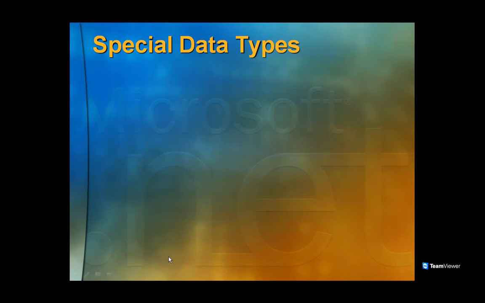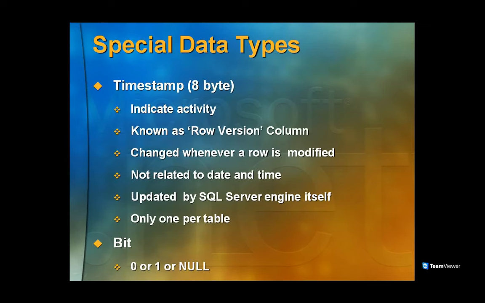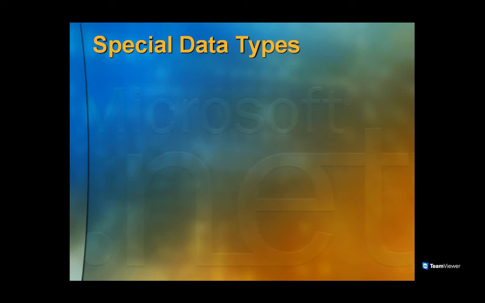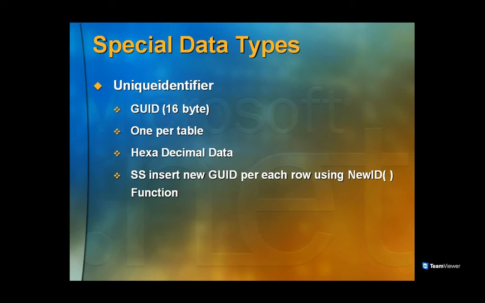Then we have bit. Bit is to store true or false. Are you a smoker? Are you a graduate? Yes or no? Postgraduate? Yes or no? Like that, and null also you can store. Next we have unique identifier. What do you mean by unique identifier? I would like to create a unique number across the globe, so that number should not be there anywhere in this world. That kind of unique number I should be creating.